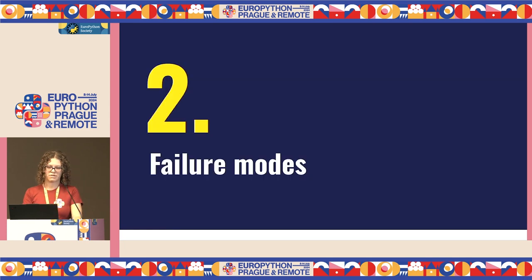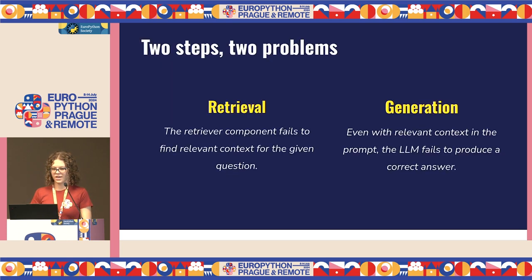Okay, so now that we've talked about what RAG is good at doing, let's see in what ways it can fail. First of all, as we've seen, RAG has two critical steps. First there is retrieval, and then there is generation. So each of these can fail in different ways.